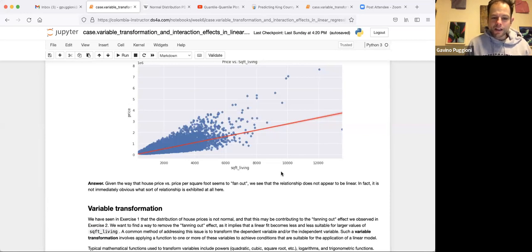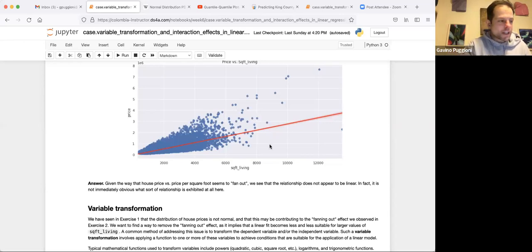And in exercise 2, we saw these characteristics that make you question the idea of linearity and the idea of homoscedasticity. Homoscedasticity means that the variance is constant. Clearly here, it's not constant.